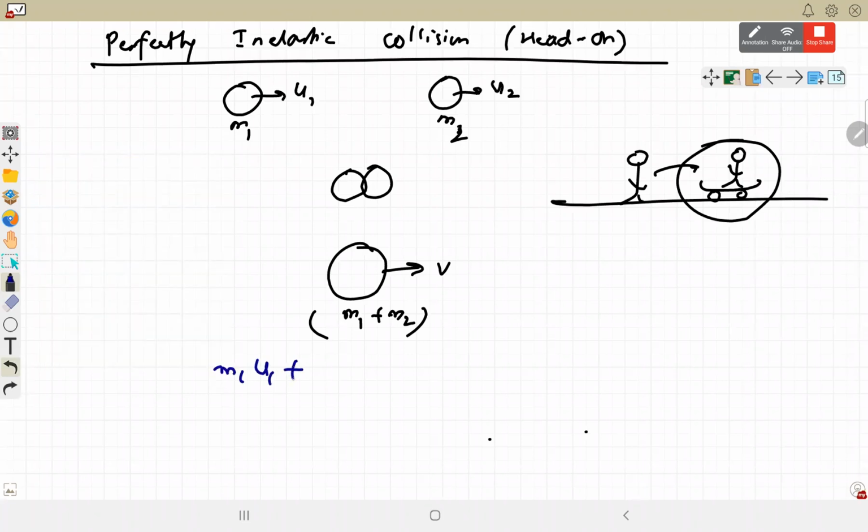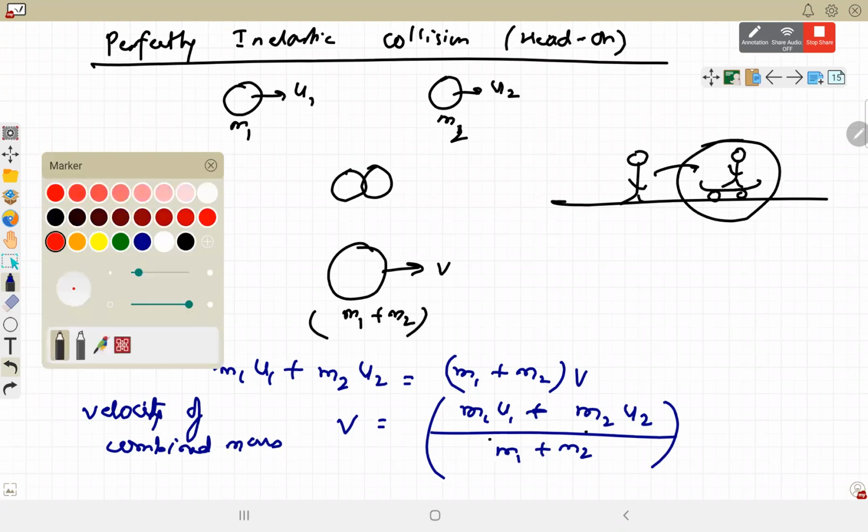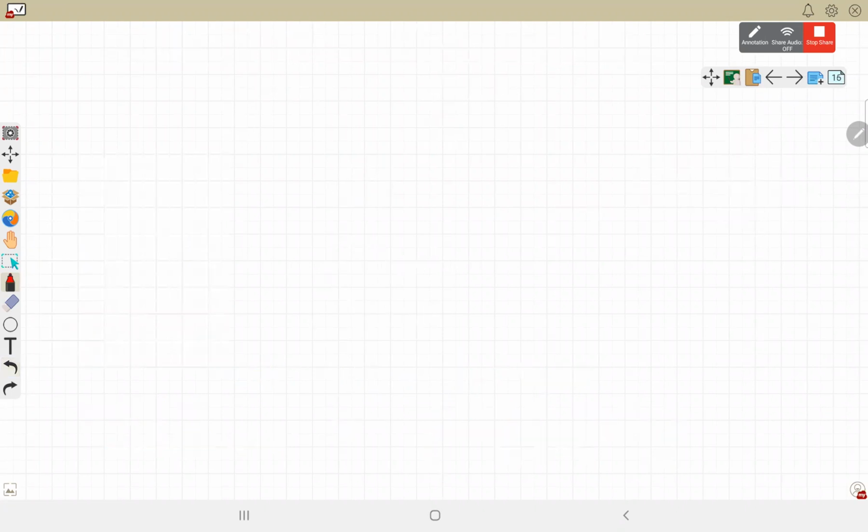So by using momentum conservation, m1 u1 plus m2 u2 is equal to (m1 plus m2) times v. The velocity of the combined mass is m1 u1 plus m2 u2 divided by m1 plus m2. What is the loss in energy? The loss in energy is initial minus final. Loss in kinetic energy is maximum always in the inelastic collision, and that will be initial minus final.